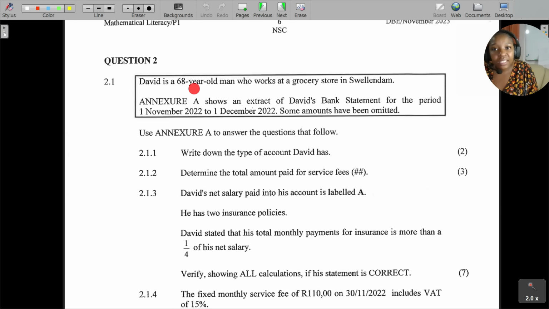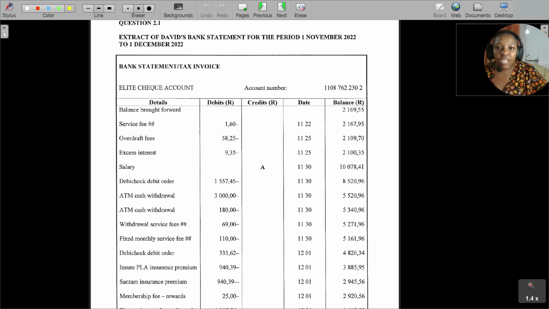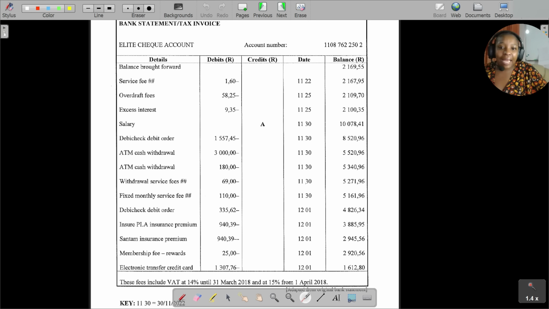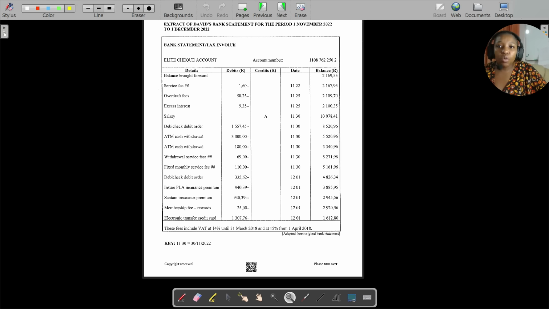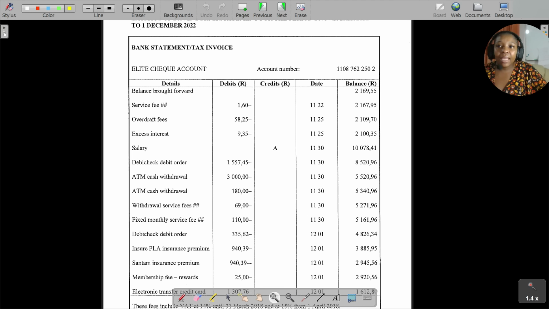So it tells us that David is a 68-year-old man who works at a grocery store in Swellendam. Annexure A shows an extract of David's bank statement for the period of the 1st of November 2022 to the 1st of December 2022. Some amounts have been omitted. So now we need to use Annexure A to answer the questions that follow. Before we even get busy, we need to first analyze this bank statement. We need to first be comfortable with what's happening in this bank statement. So I'm going to analyze this bank statement with you guys, and then we're going to have a look at the questions.